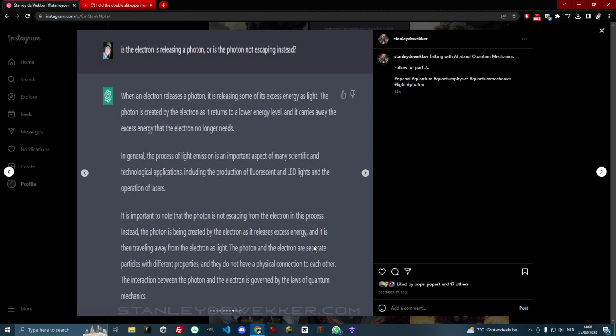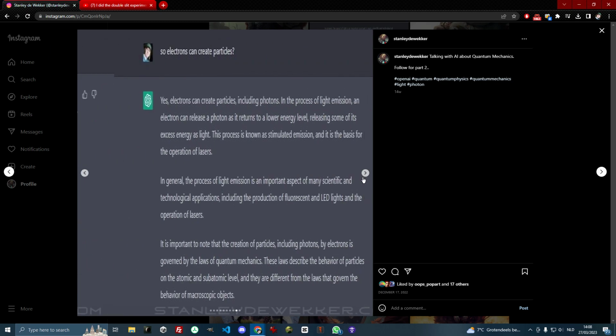Different properties. I think these things are so hard because once you say it, but yeah, with different properties they do not have a physical connection. Well, that's the thing. They do not have a physical connection. But once a photon reaches an electron, you say that it gets absorbed. So being absorbed is no physical connection. The interaction between the photon and electron is governed by the laws of quantum mechanics. Again, tell me about those laws then.